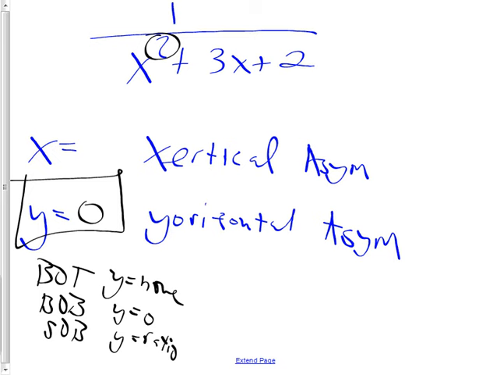The x ones are the ones that make the bottom 0. But I can't tell what makes the bottom 0. Wouldn't it be nice if this was written like one of these? So you can do that. Go ahead, factor that, and then figure out what the vertical asymptotes are. They're the things that make the function crash.